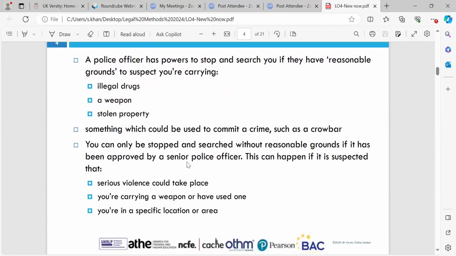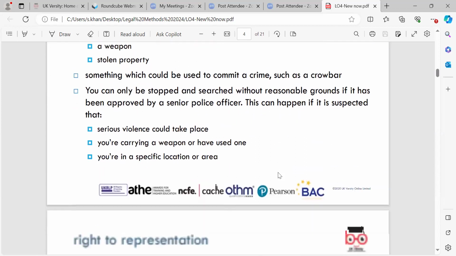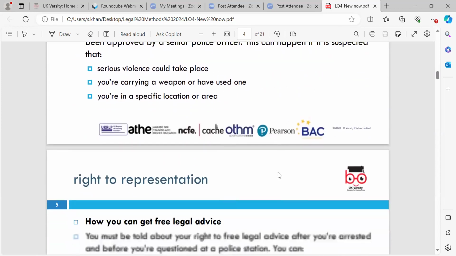So a police officer has powers to stop and search you if they have reasonable grounds to suspect that you're carrying illegal drugs, a weapon, as mentioned earlier, or stolen property. Something which could be used to commit a crime, such as a crowbar. You can only be stopped and searched without reasonable grounds if it has been approved by a senior police officer. This can happen if it is suspected that serious violence could take place, you're carrying a weapon or have used one, and you're in a specific location or area.